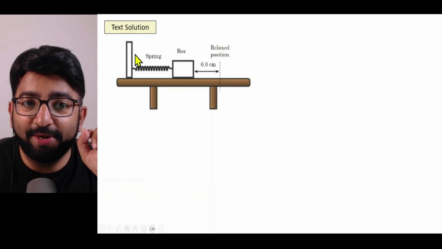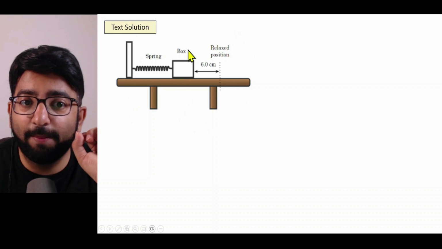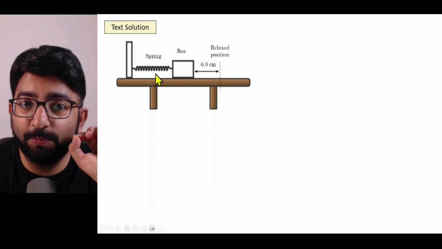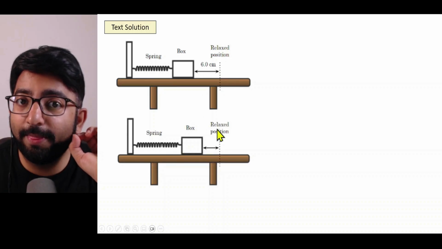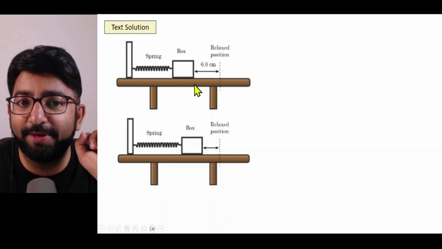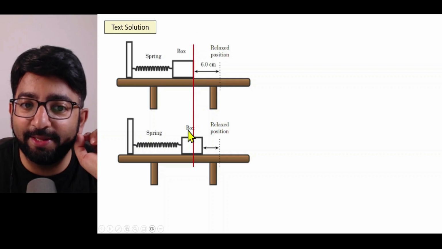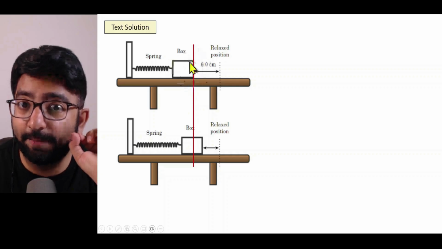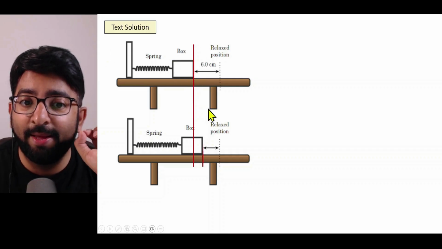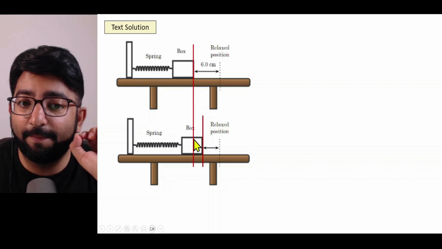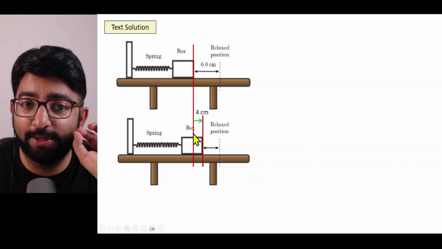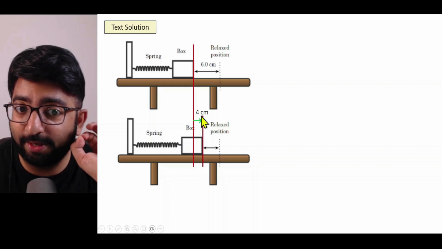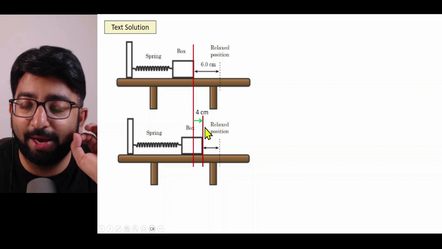So let's solve. So consider this as case 1 when the box is in this position and the spring has been compressed by 6 centimeters. Case 2, when the box has moved by a certain distance. So analyze this. Let's say this red line represents the position of the box in case 1 and this red line represents the box in case 2. So it is mentioned in the question that the box has moved to the right hand side by 4 centimeters as I have shown here.